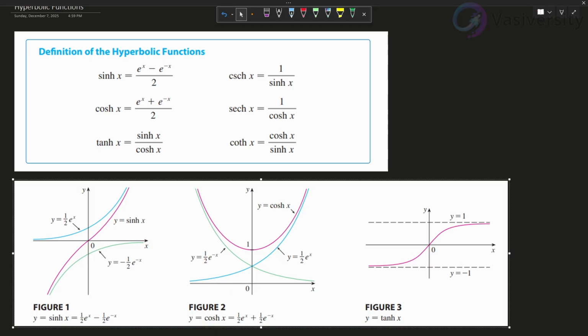Okay? So note that the hyperbolic sine has a domain and range of all real numbers, while cosh has a domain of all real numbers, but the range is from positive 1 to positive infinity, right? And the domain of the hyperbolic tangent is going to be all real numbers, but the range is going to be from negative 1 to 1.